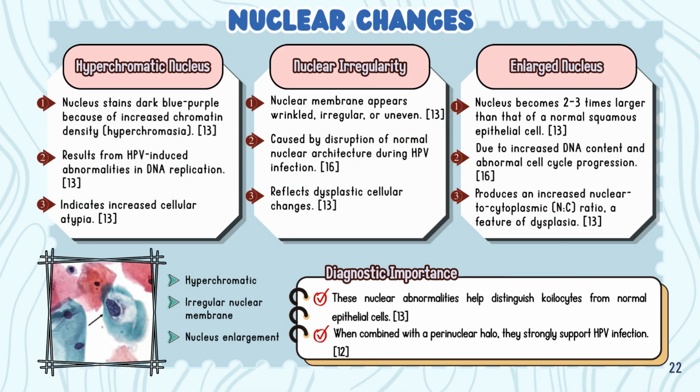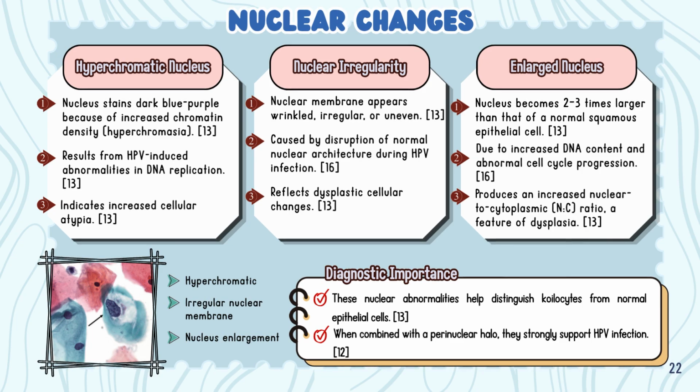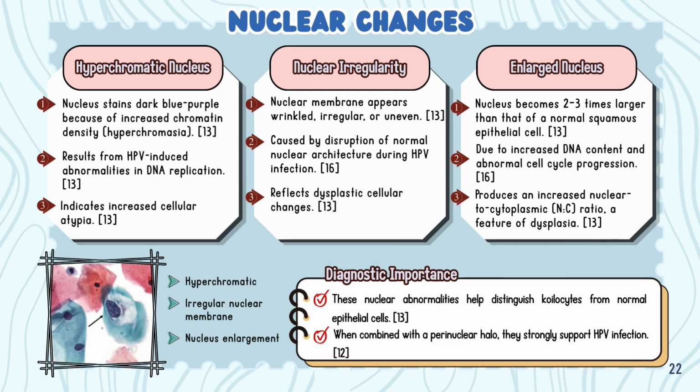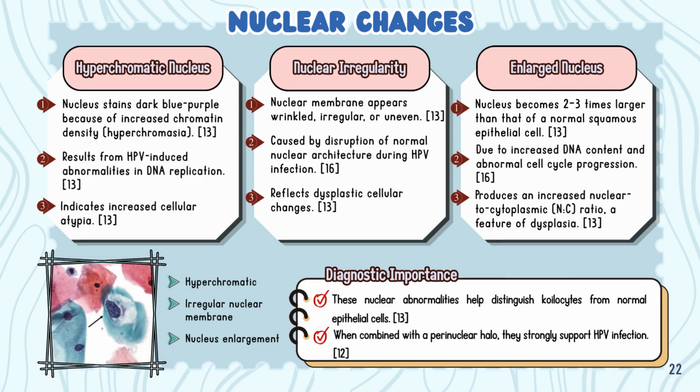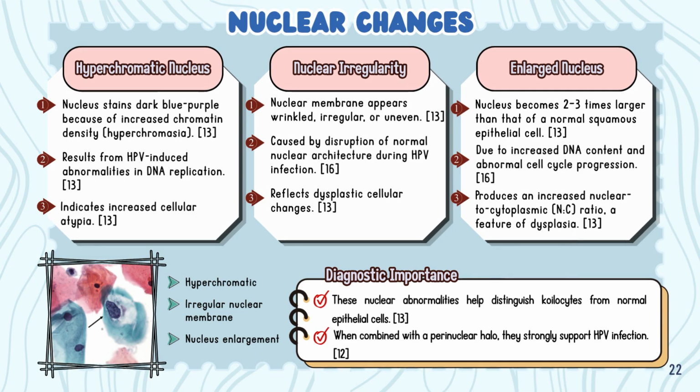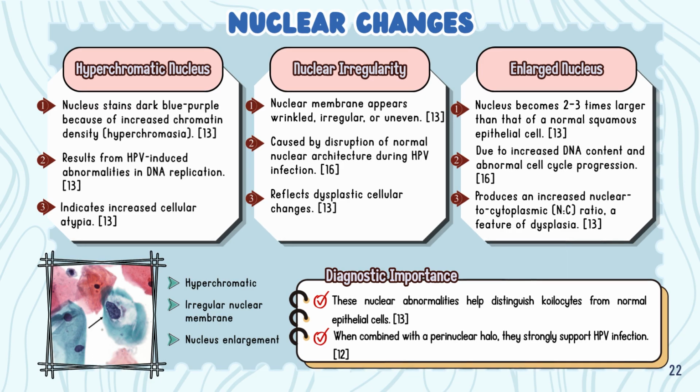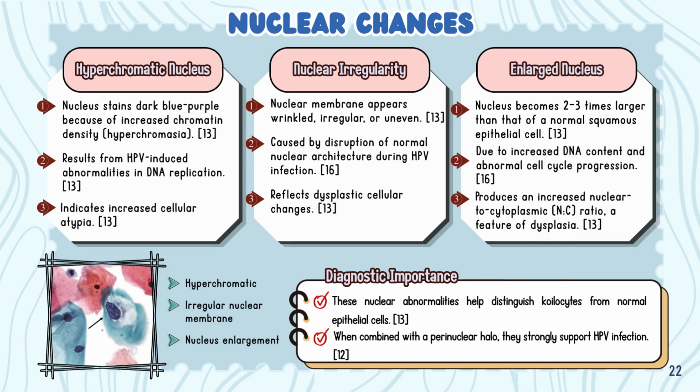Besides the halo, koilocytes also show several nuclear changes. First is the hyperchromatic nucleus, where the nucleus stains darker than normal because of increased chromatin density. This results from HPV-induced abnormalities in DNA replication and indicates cellular atypia. Second is nuclear irregularity. Instead of having a smooth outline, the nuclear membrane becomes wrinkled or irregular due to disruption of the normal nuclear structure, reflecting dysplastic cellular changes.